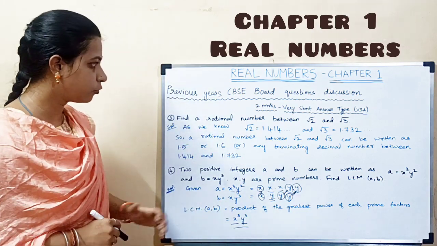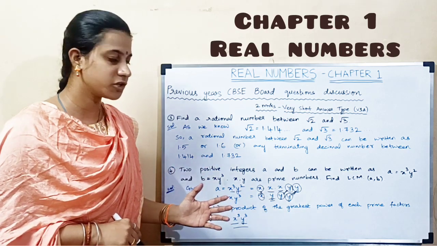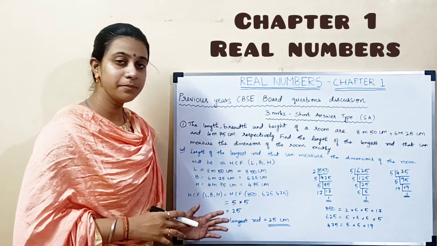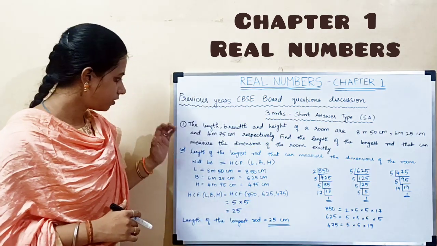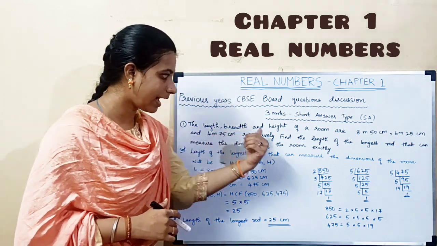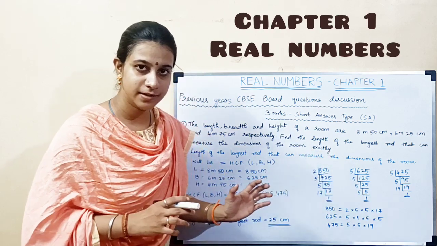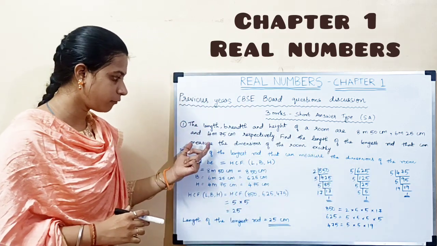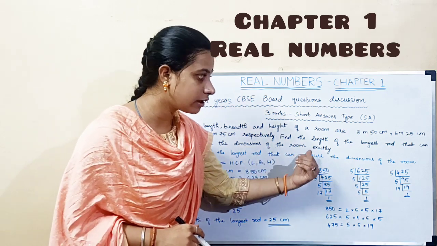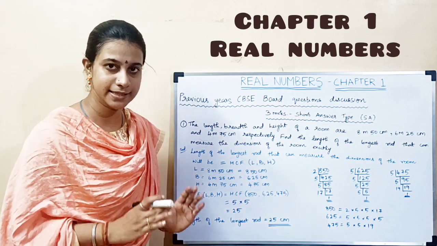Here we are completing 2 marks of very short answer type questions. Now we will move on to 3 mark question or short answer type question. In 3 mark short answer type question, the first question reads like, the length, breadth and height of a room are 8 meter 50 centimeter, 6 meter 25 centimeter and 4 meter 75 centimeter respectively. Find the length of the longest rod that can measure the dimensions of the room exactly.